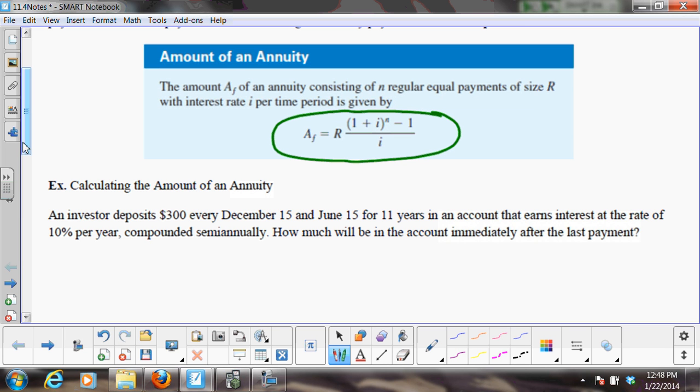Here's our formula for the amount of an annuity. N regular payments, equal payments of size R, interest rate I per time period. So that's where things get a little different.